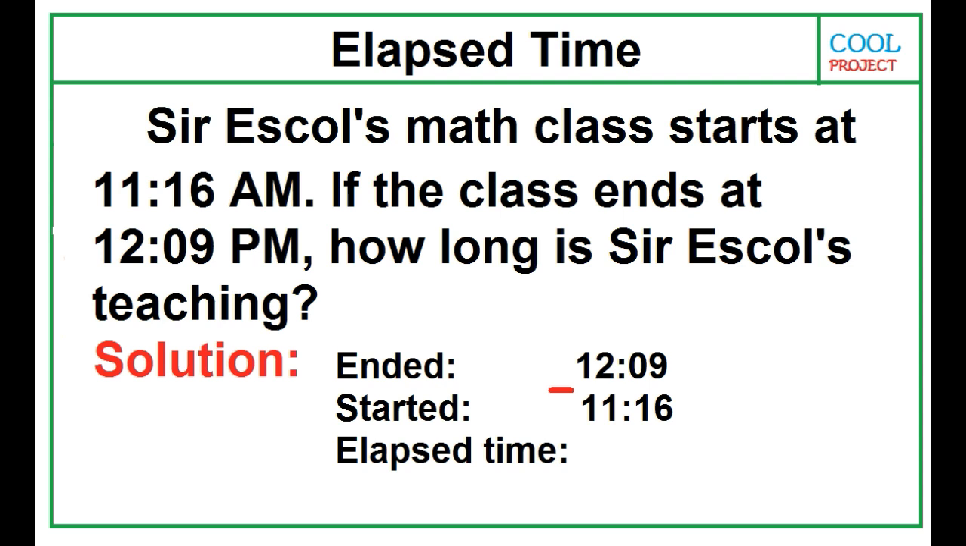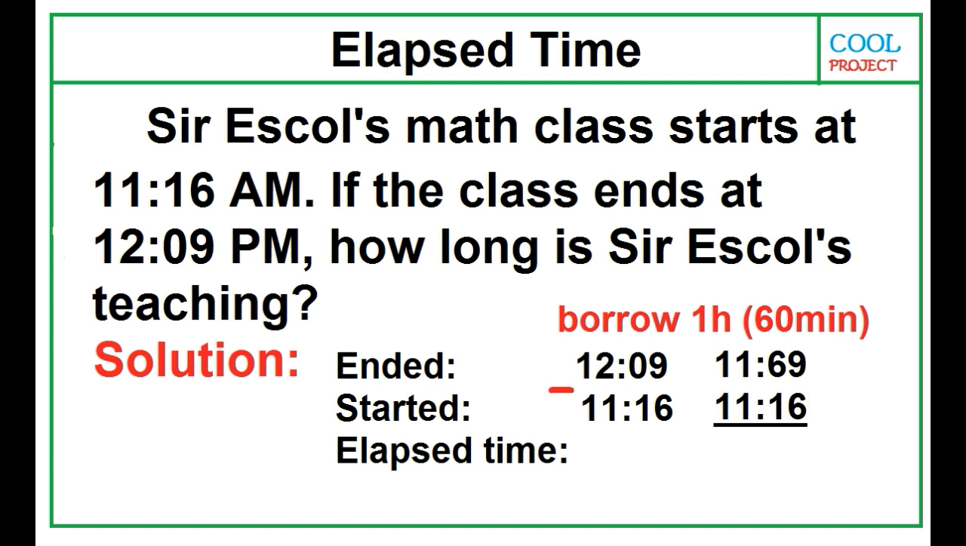Since 9 minutes is smaller than 16 minutes, let's borrow 1 hour from 12. Knowing that 1 hour is equal to 60 minutes, let's add 60 minutes to 9. 12:09 becomes 11:69. Now we can subtract 11:16. The difference is 53. The answer is 53 minutes.